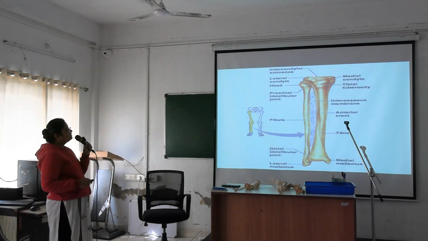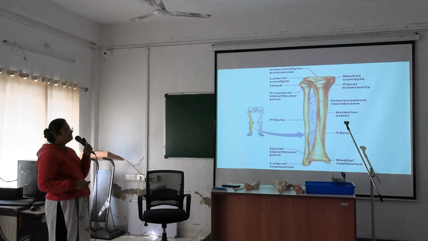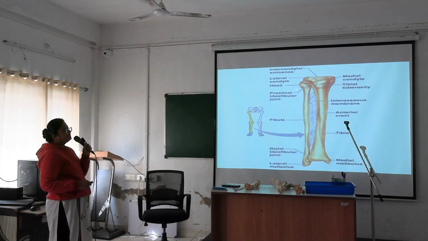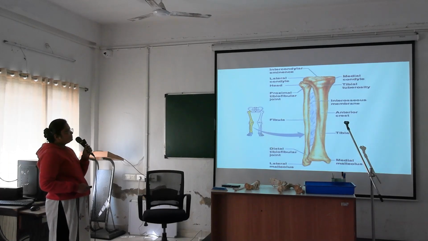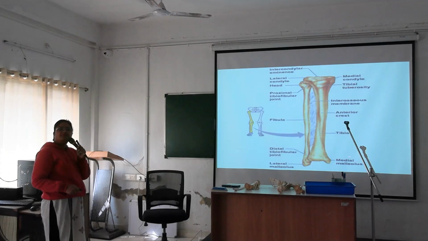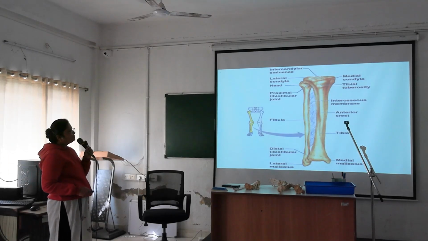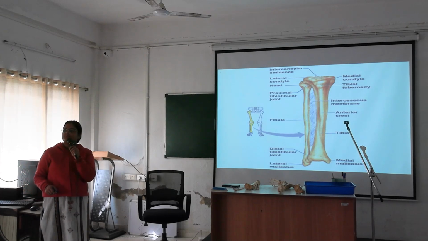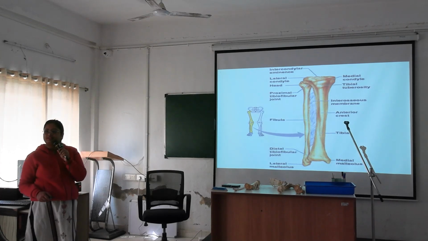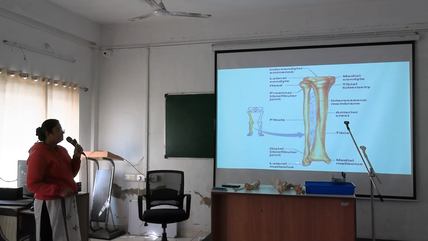Here also you can see the proximal tibiofibular articulation. Over the head there is a circular facet which articulates with the lateral condyle of tibia to form the proximal tibiofibular joint. Middle tibiofibular joint is syndesmosis formed by this interosseous membrane, and distal tibiofibular joint is also a syndesmosis formed by inferior tibiofibular ligament, connecting the two, tibia and fibula.